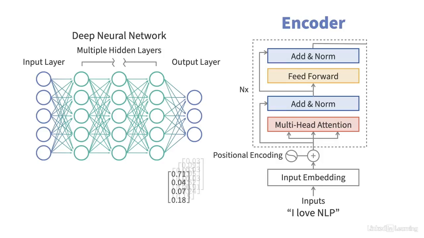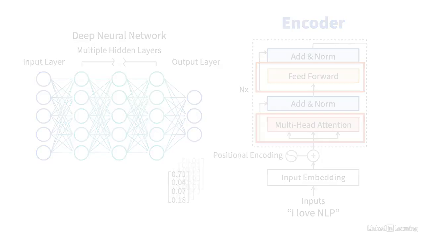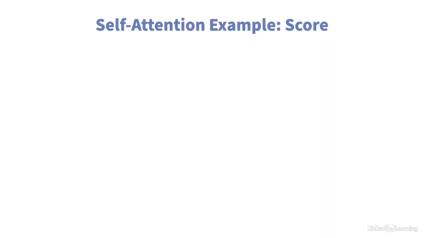Each transformer block typically includes two main subcomponents, the self-attention mechanism and the feed-forward neural network. The self-attention mechanism allows each token in the sequence to attend to all other tokens, capturing dependencies and relationships between words at different positions in the sequence. Let's look at an example.